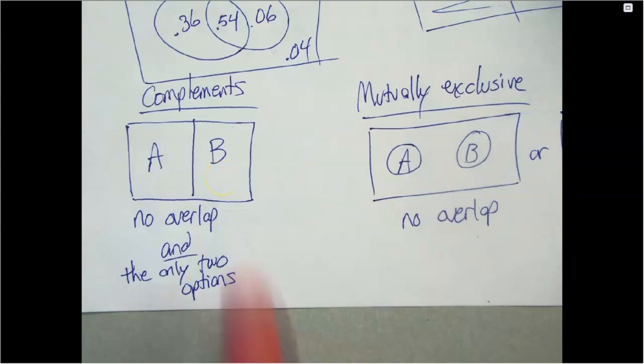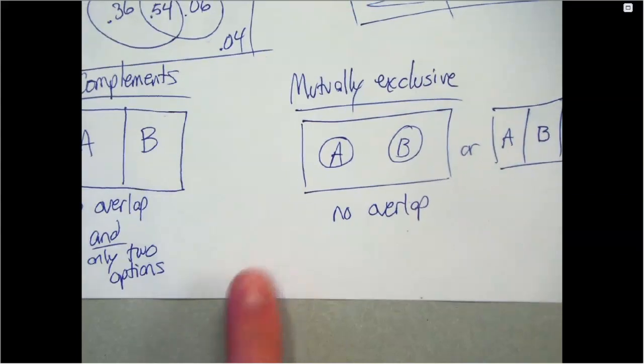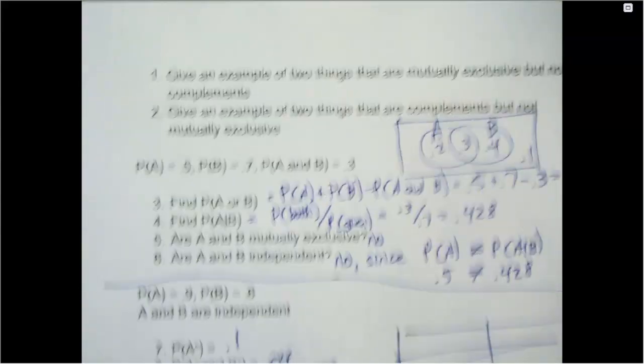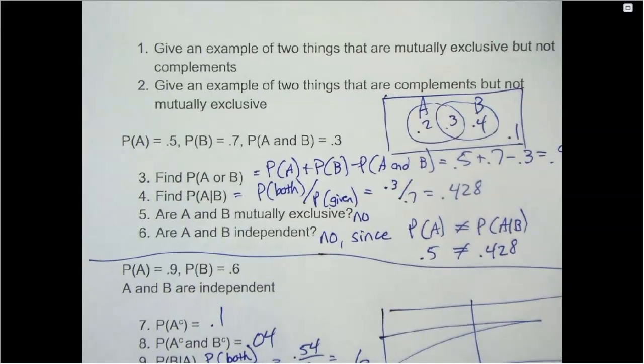Mutually exclusive just means no overlap. It doesn't necessarily mean that one's the only other option. So no overlap means it could be this, or there's a whole bunch of other possibilities. So when I say mutually exclusive but not complements, you want two things that can't happen together, but they're not the only two possibilities.